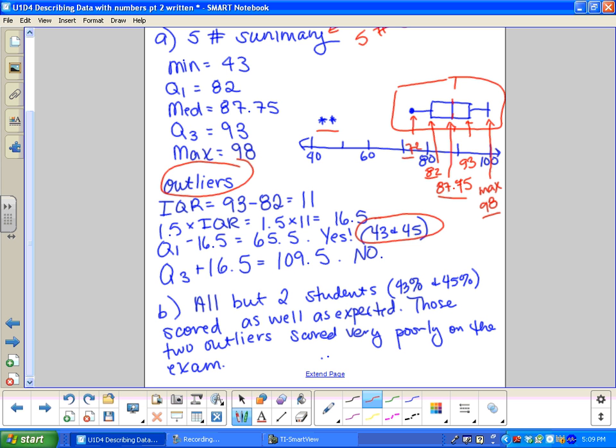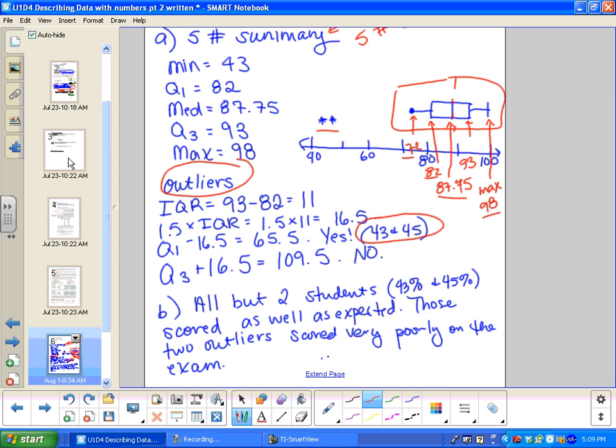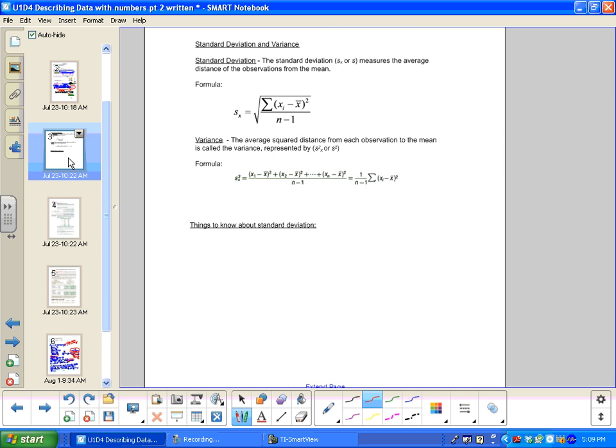Okay, so let's talk about standard deviation. I think I've been talking too much, so I should probably move a little more quickly. Standard deviation is pretty important to us. It measures the average distance from all your observations to the mean, kind of an average. It's like a meh average. And I'll tell you why in just a few minutes.